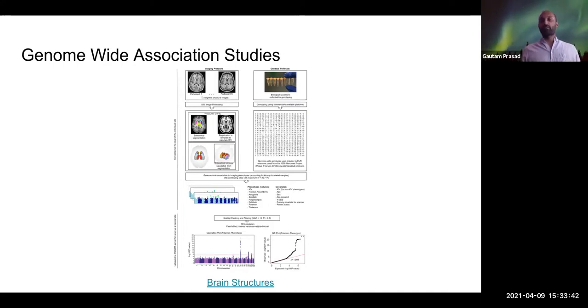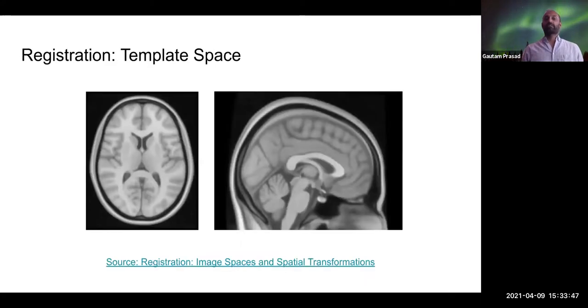And one of the tools that we have to do this is registration. Registration allows us to take images of very diverse people from all over the world with different brain sizes and different shapes and make them comparable to one another. The first step in this process is having a template space or an atlas. This is an example of a common template space or atlas, and this is a link to one of the most widely used brain imaging toolkits that people use in research.